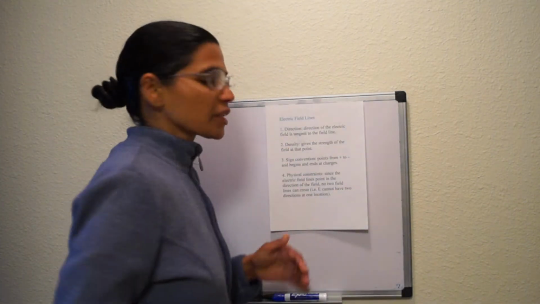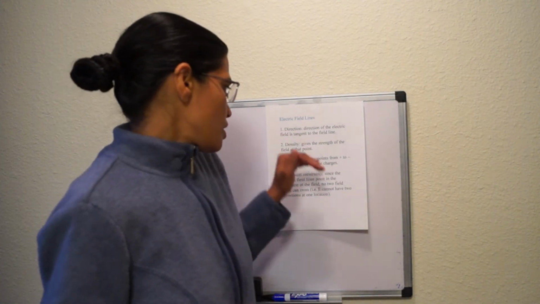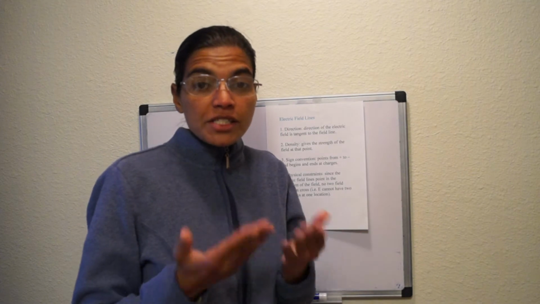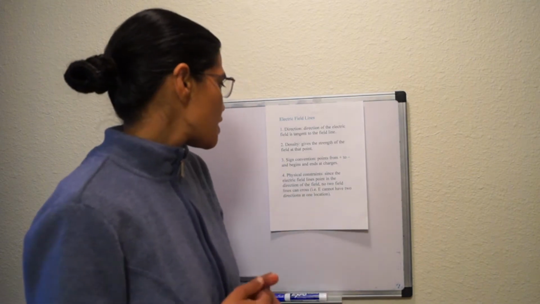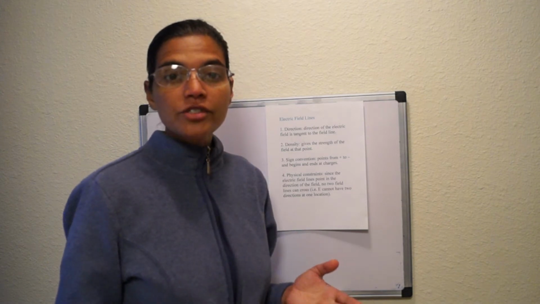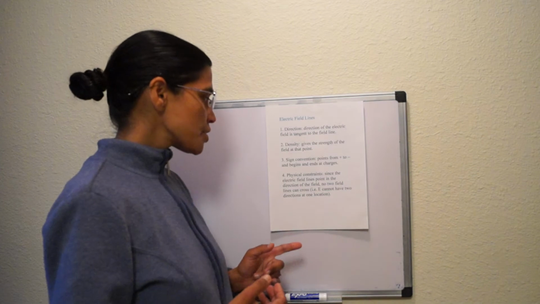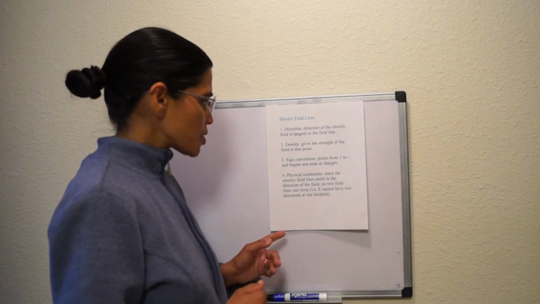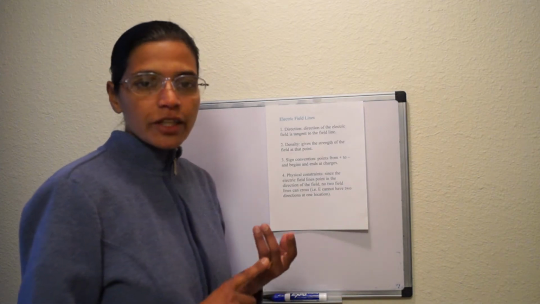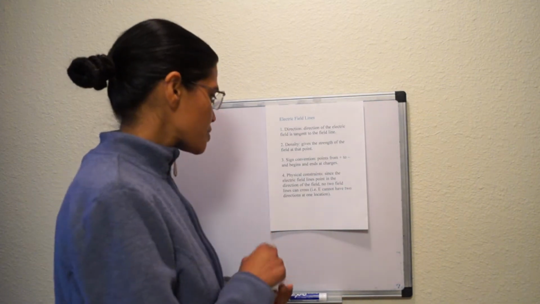So electric field lines: the direction of the electric field is tangent to the electric field lines. The density of electric field lines gives the strength of the electric field at that point. Sign convention: electric field lines begin from positive charges and end at negative charges.